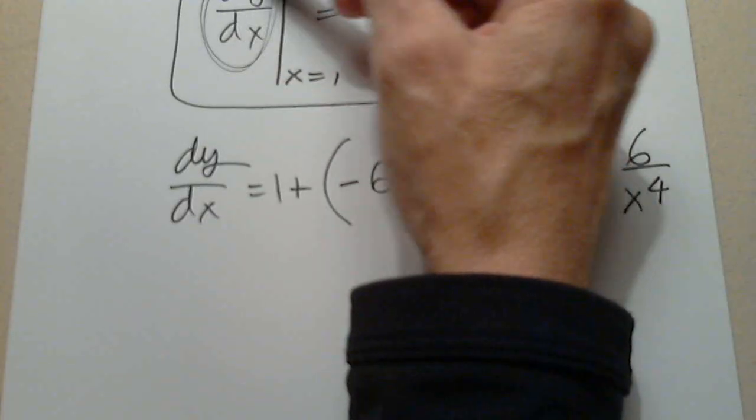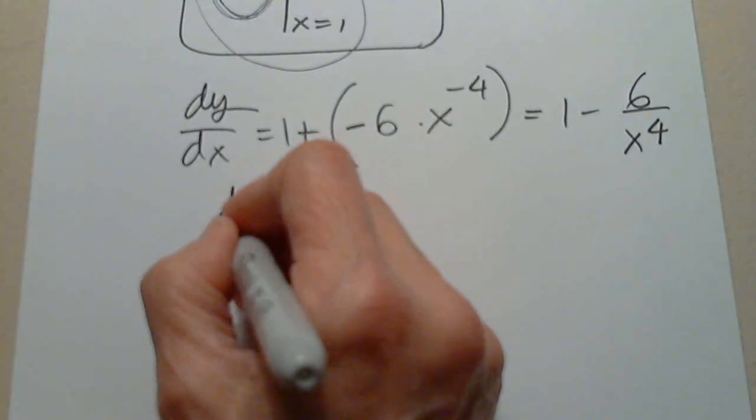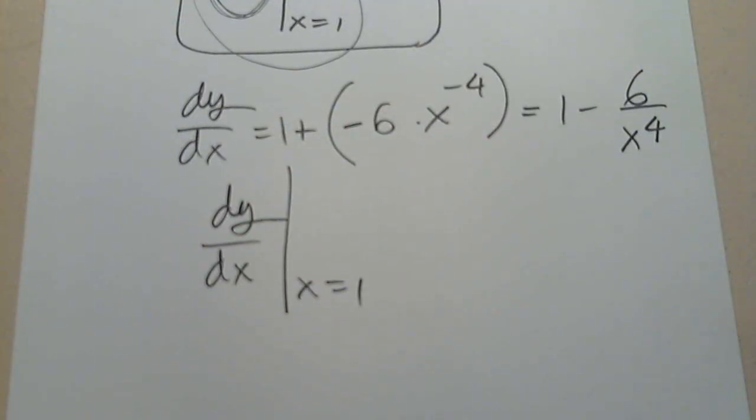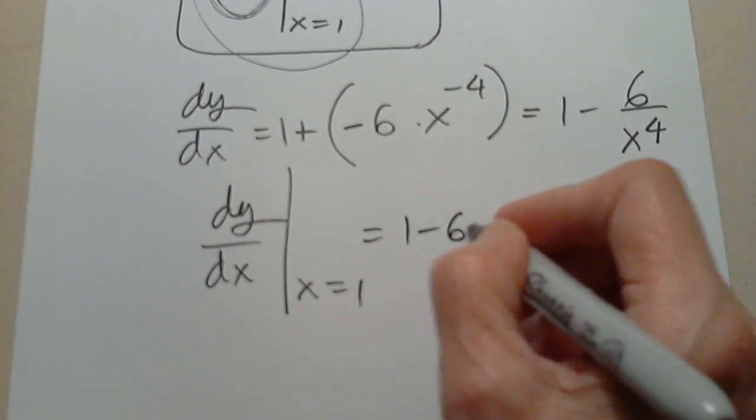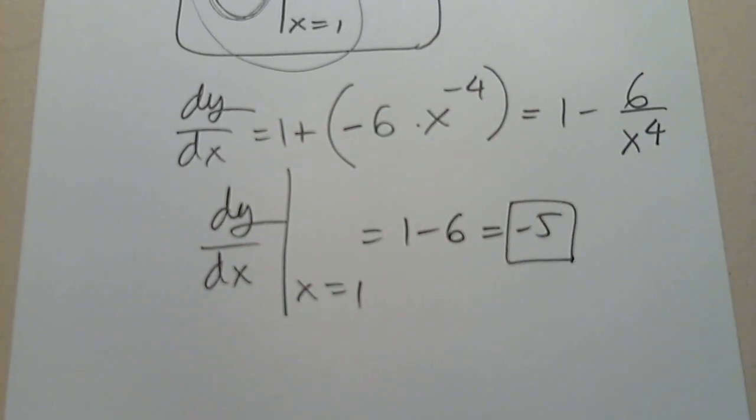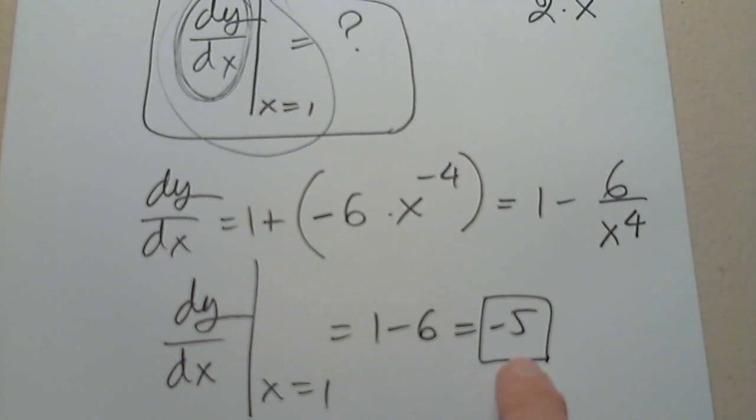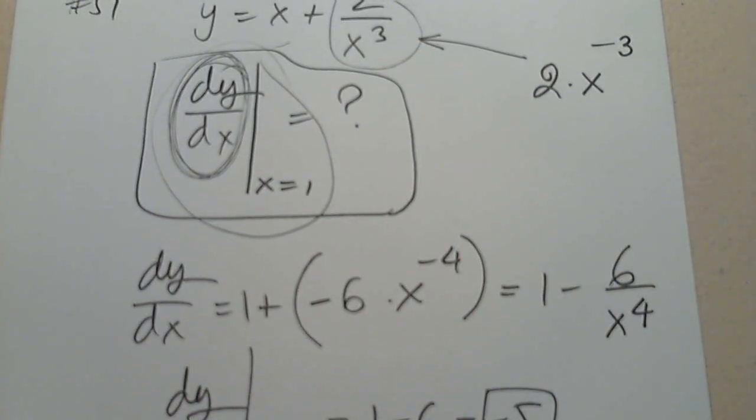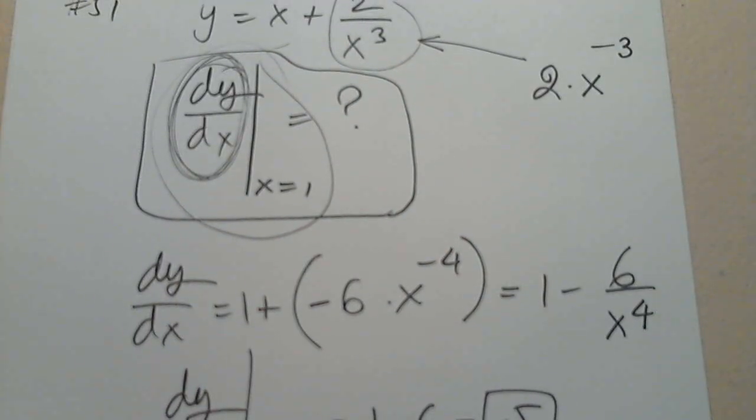So I found this piece. In order to find this, all I have to do is write dy over dx when x is 1. So I plug in 1. 6 divided by 1 is 6. So the answer is 1 minus 6, which is -5. Can anyone tell us what does -5 represent for this function? What does this represent for this function when x is 1?